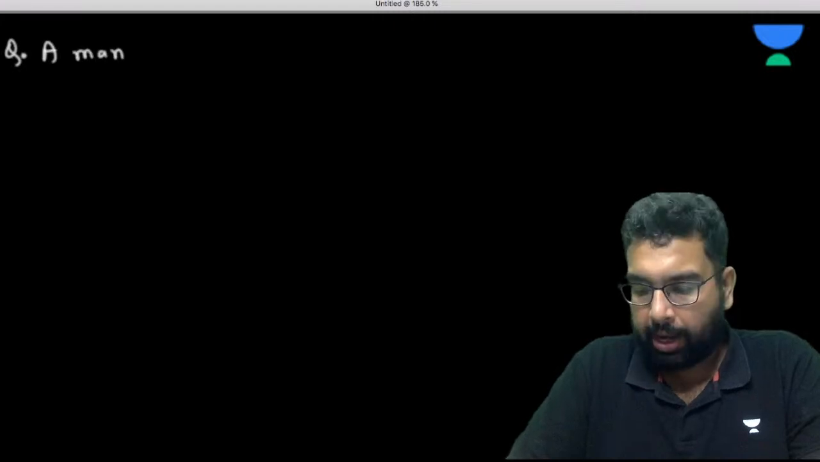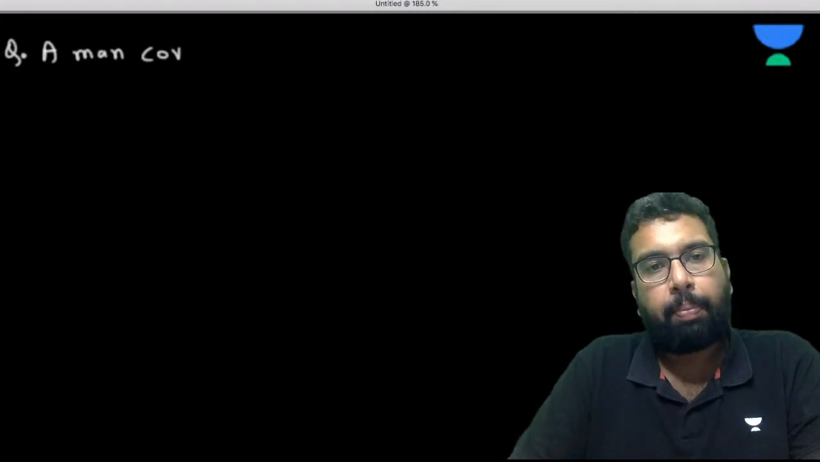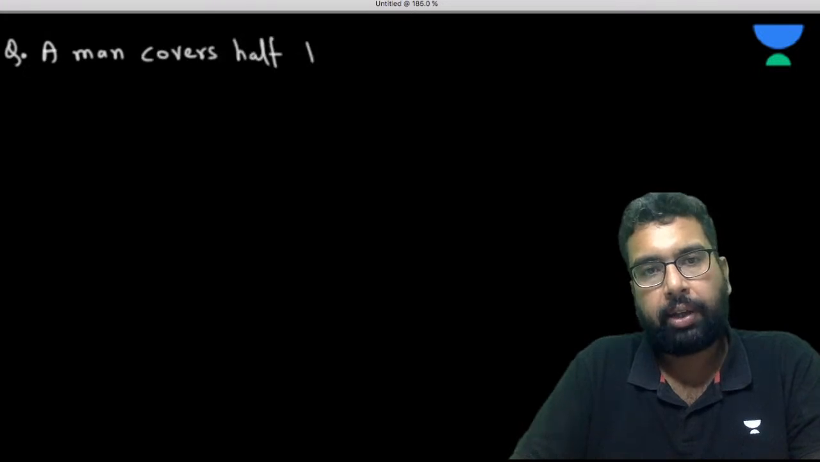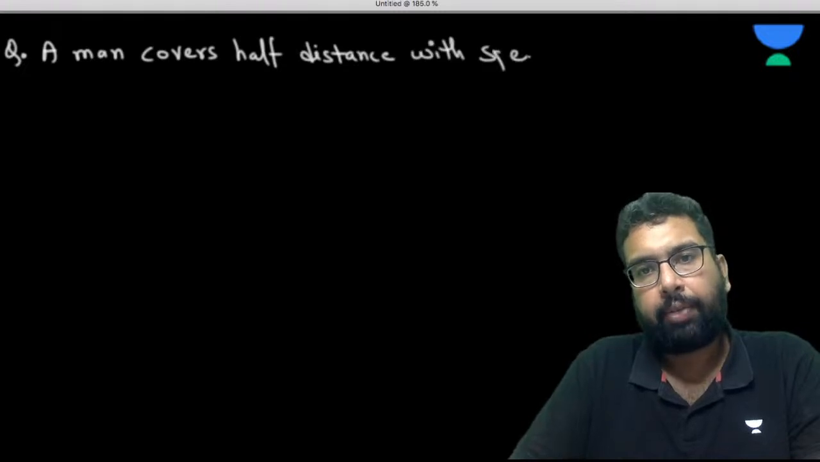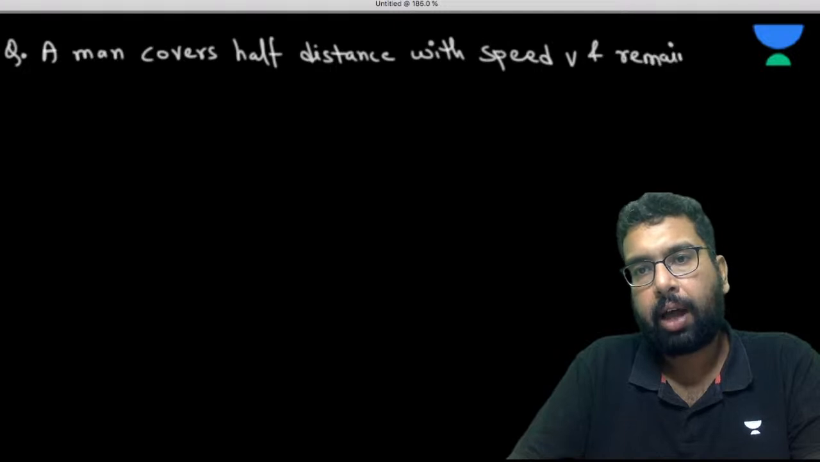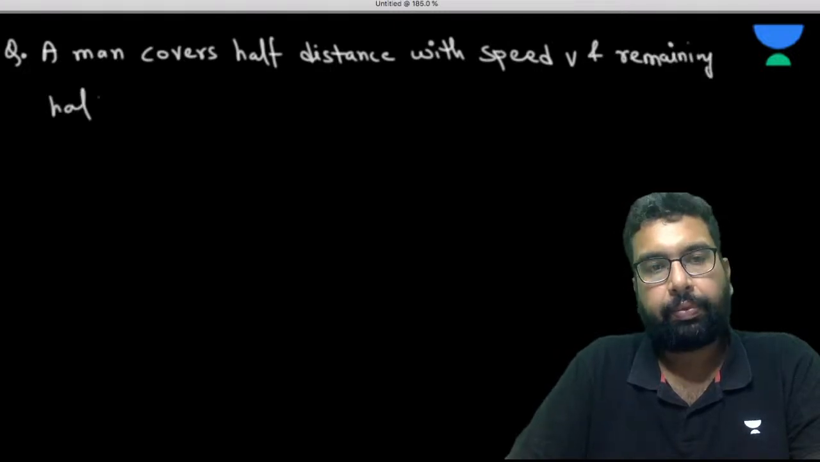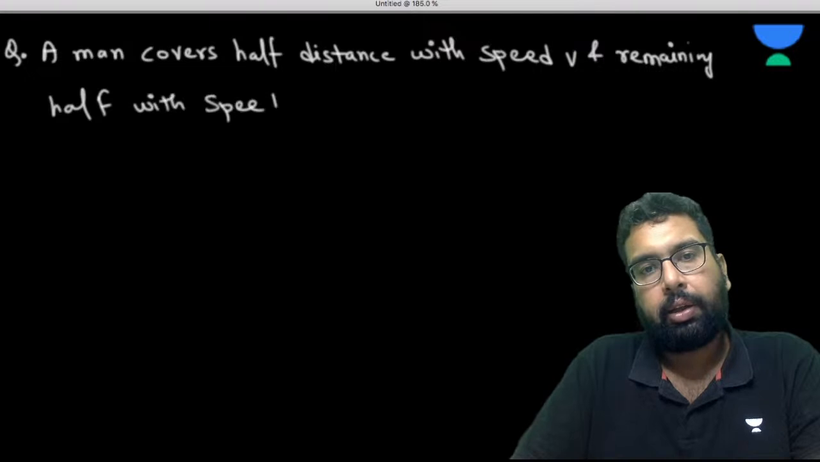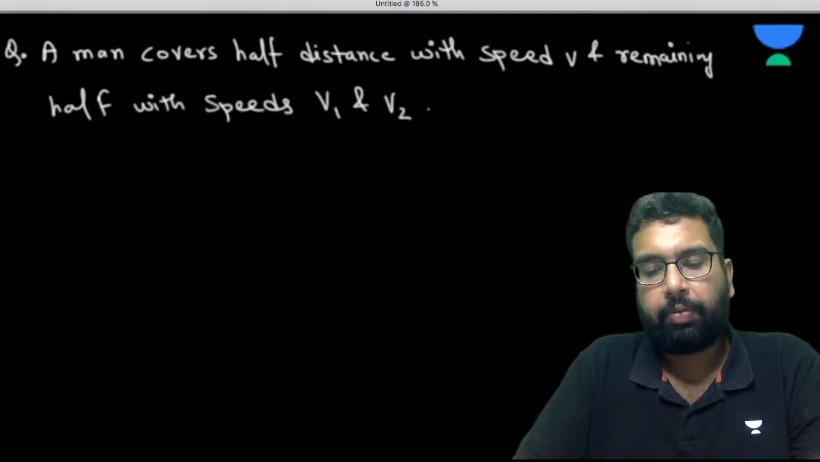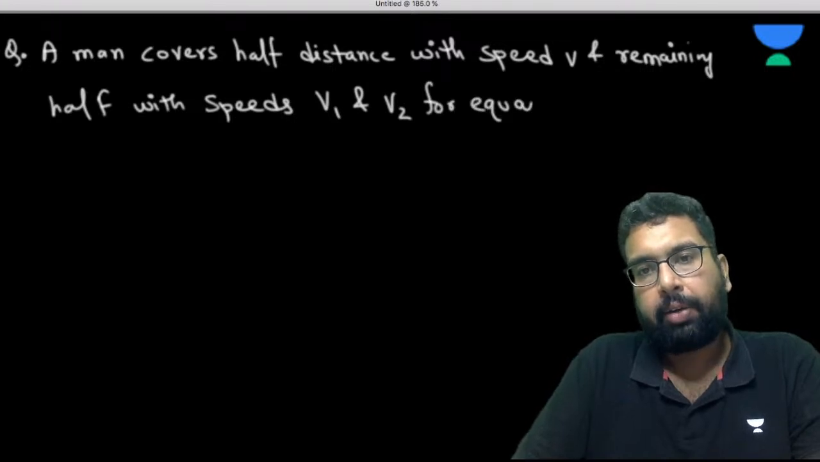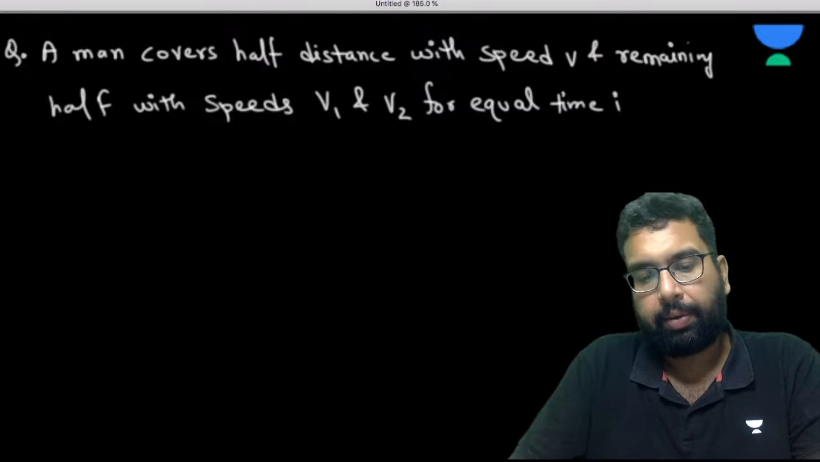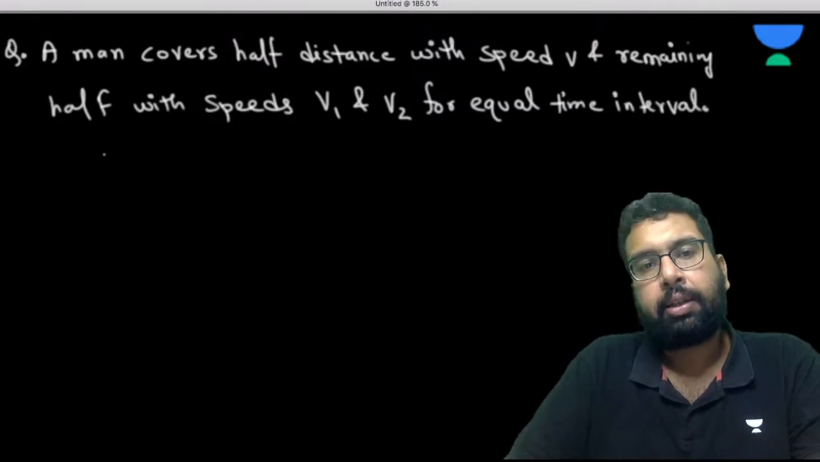Suppose a man covers half distance with speed v, and the remaining half with speeds v1 and v2 for equal time intervals. Find his average speed. Now please try to do this.